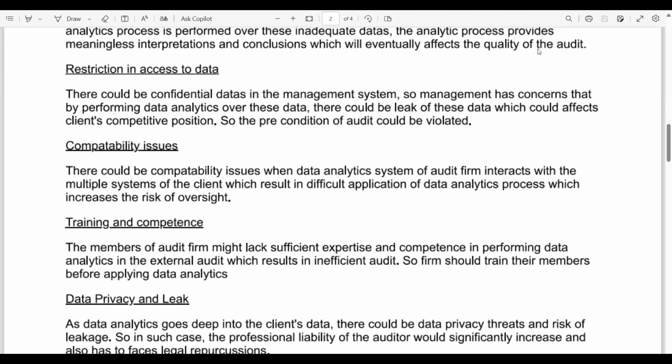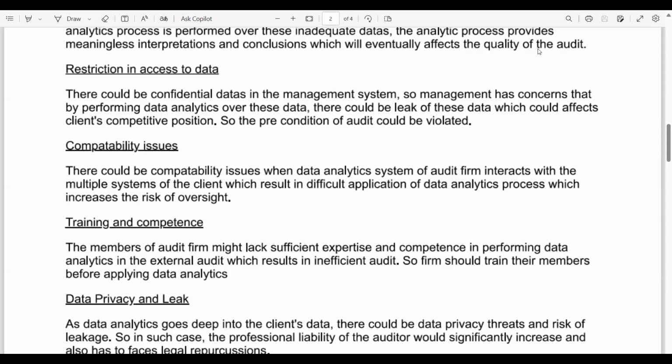Training and competence. Yes, you have to ensure that the audit team members have the competence or not. The members of the audit firm might lack sufficient expertise and competence in performing data analytics in the external audit, which results in an inefficient audit. So firms should train their members before applying data analytics.